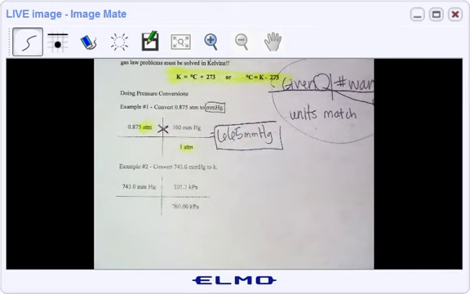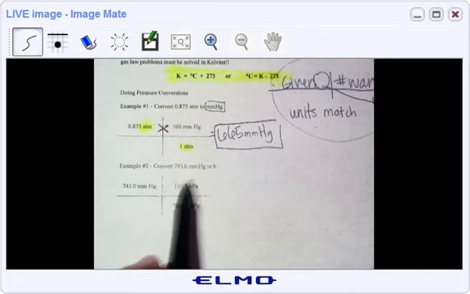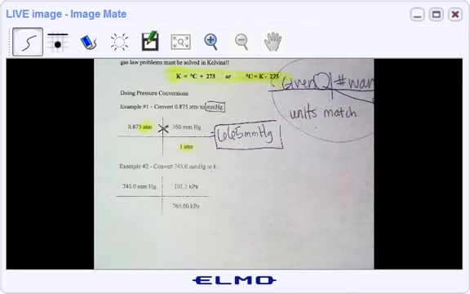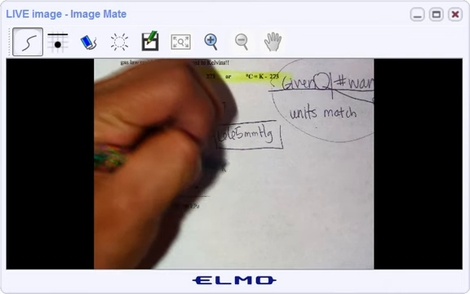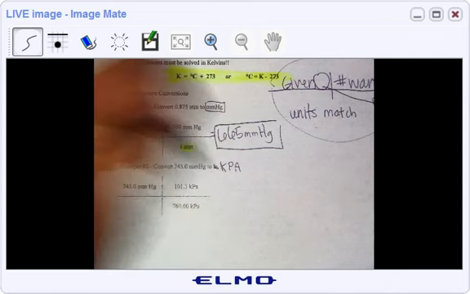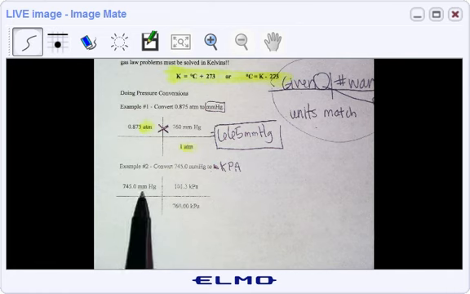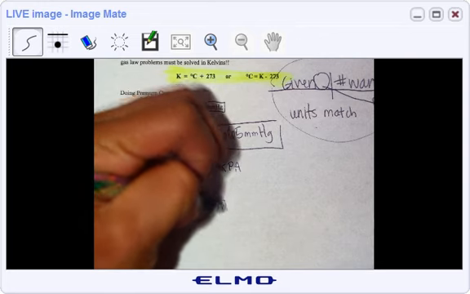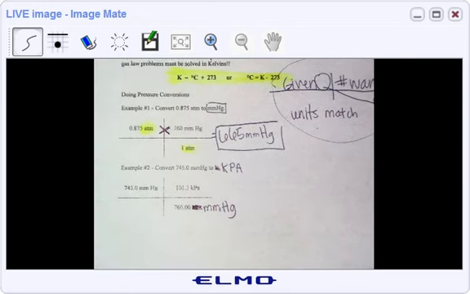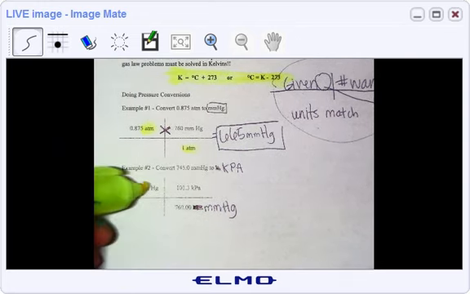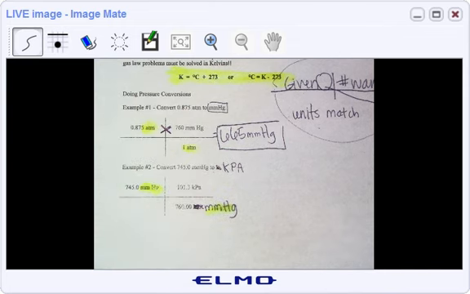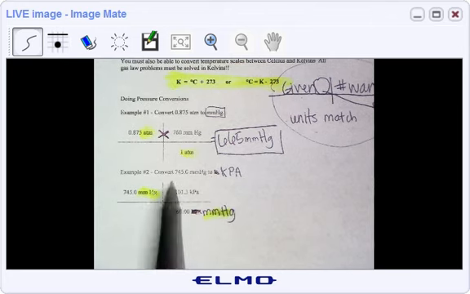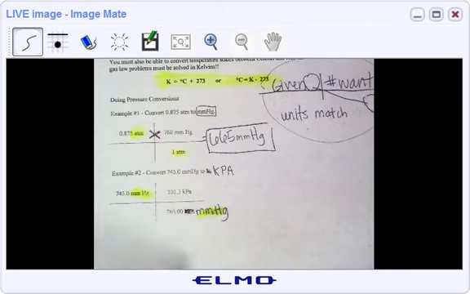Okay, we're going to go to the next one. There are a couple errors though. You are converting it to kPa, but it just says K. And then mmHg, so this needs to be mmHg here. Okay, because again, it was just a typo. The units need to match. You're converting 745 mmHg to kPa.